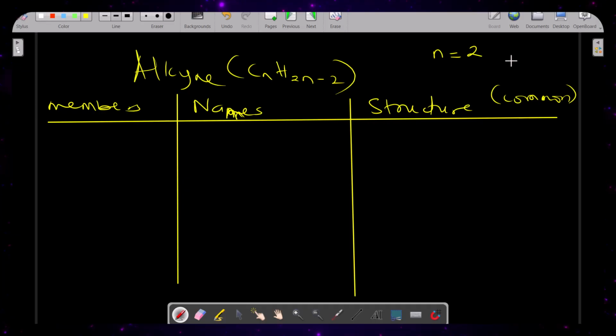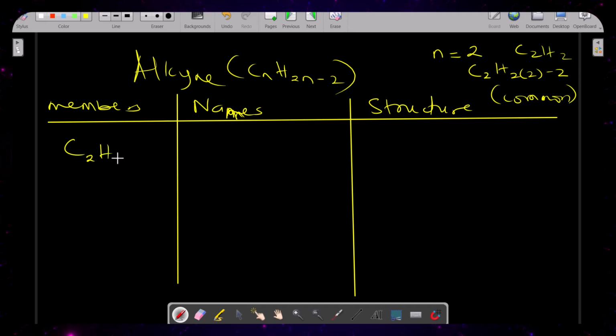We are going to have n equals 2. I'm going to have it as CnH2n-2, so C2H(2 times 2 minus 2). 2 times 2 will give me 4, 4 minus 2 is going to give me C2H2. So the first member of alkyne is going to be C2H2. And because it has 2 carbon atoms, I'll call it eth, and I'll put -yne because it belongs to the alkyne family: ethyne.